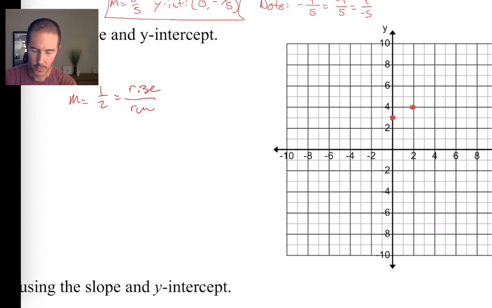Another thing you should realize, which very seldom, but every once in a while comes in handy, is that this is equal to -1 over -2. Normally we cancel out those negative signs, but every once in a while it makes sense. Instead of going up 1 and right 2, maybe you want to go down 1 and left 2. We end up at this point here that I put in green.